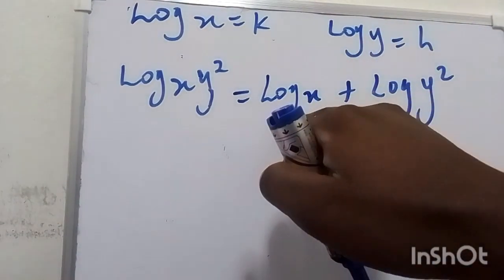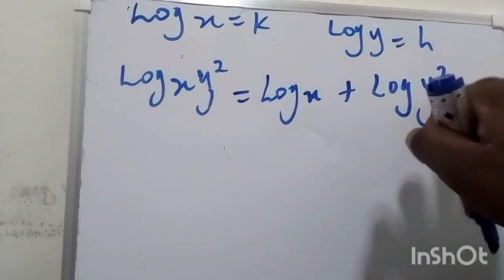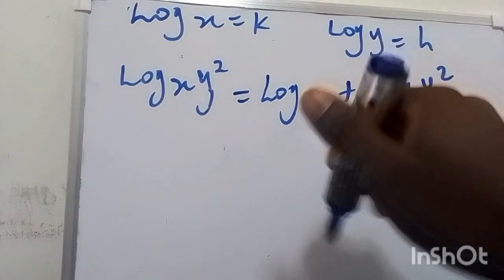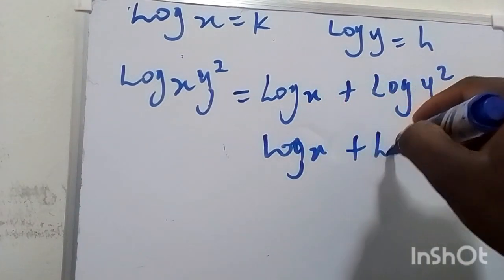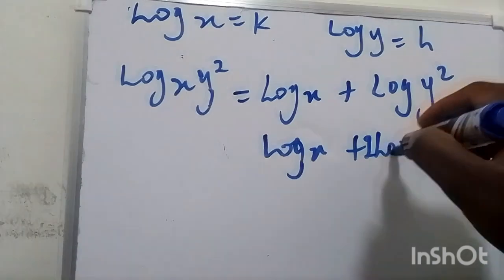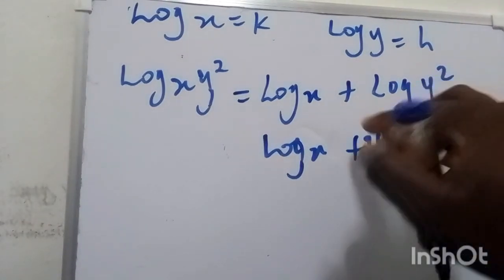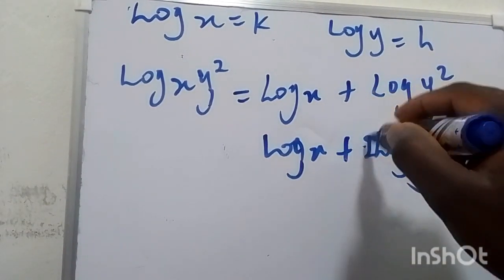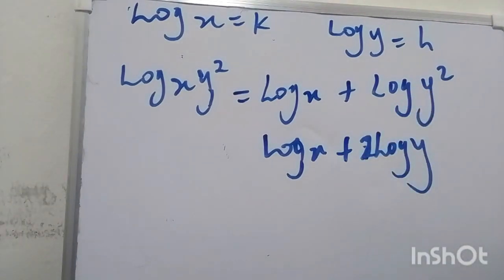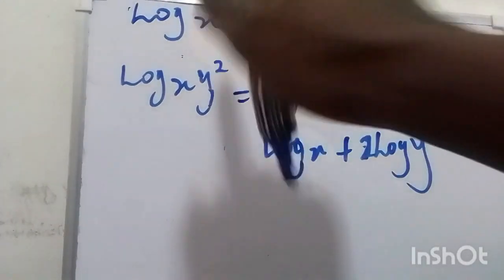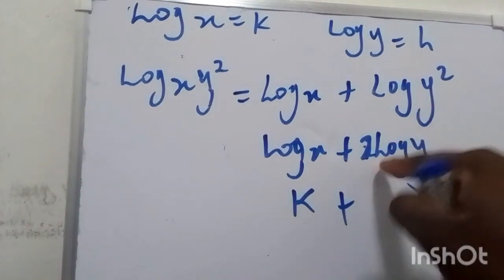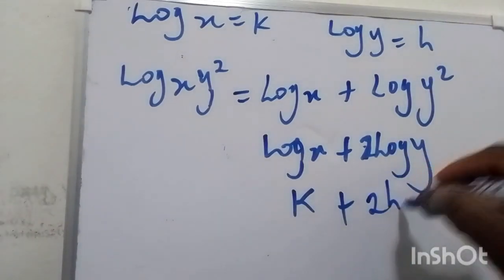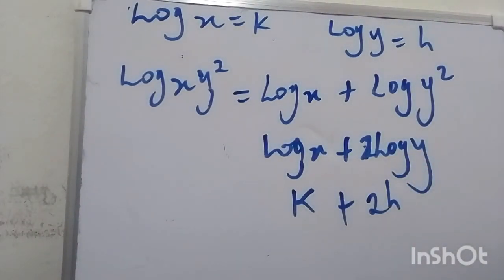I can still open this also, bringing this 2 to the back according to rule number 3, if you check your notes. So this is 2 log y. Alright, so what is log x from the given question? It is k, plus 2 log y, which equals h. Alright, so that's the answer to that.